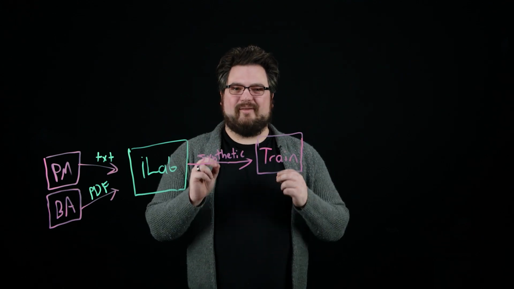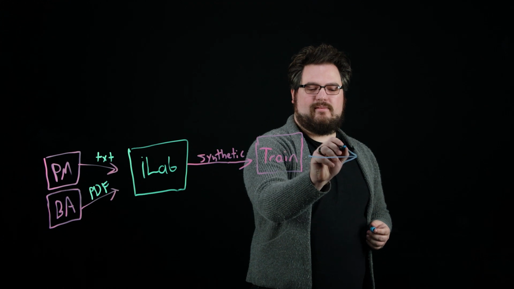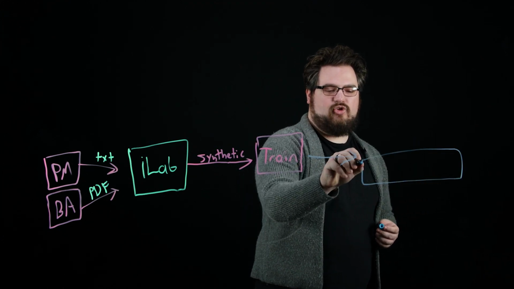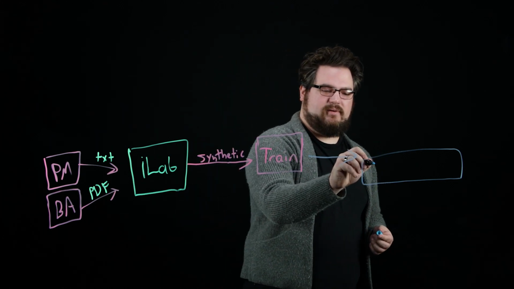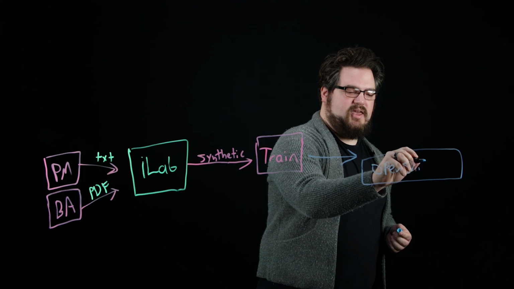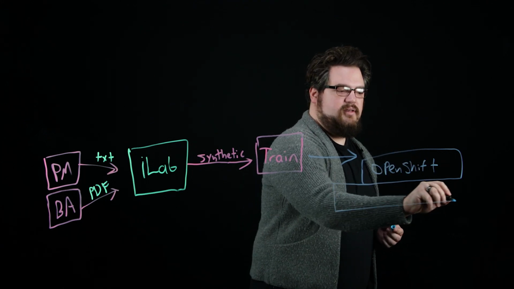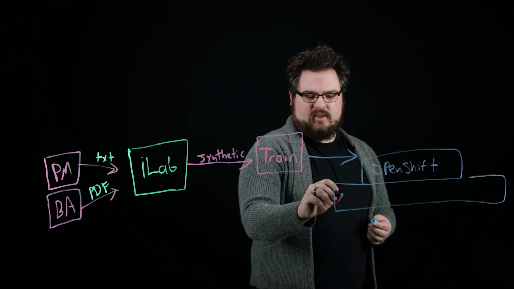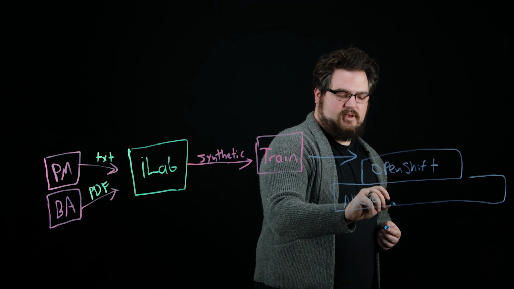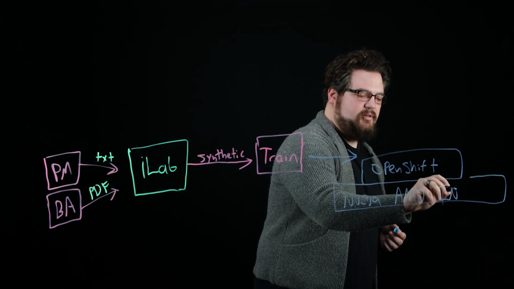Once we've trained the model, we can then go ahead and deploy it into an AI platform. This could be Kubernetes-based, like OpenShift, for example. And this can take advantage of different AI accelerators that can be used, like NVIDIA, AMD, or Intel, for example.